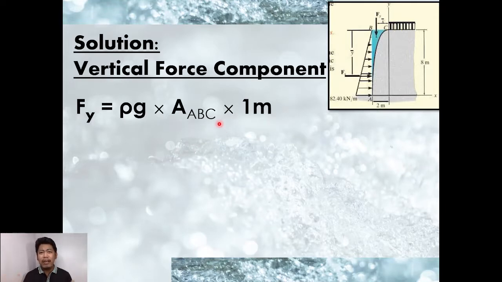Which one do we use? Gamma, what is that? Gamma times volume, right? Gamma is rho g. Volume is area multiplied by height or length. The length is 1 meter, as mentioned in the problem.